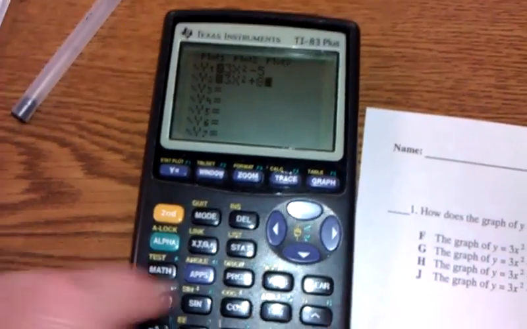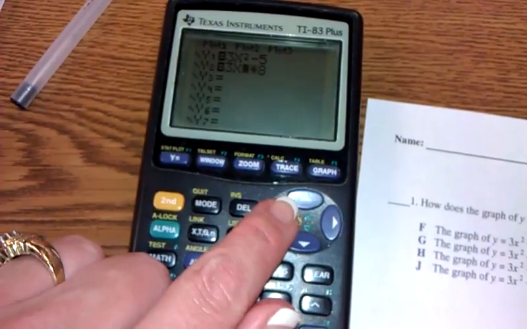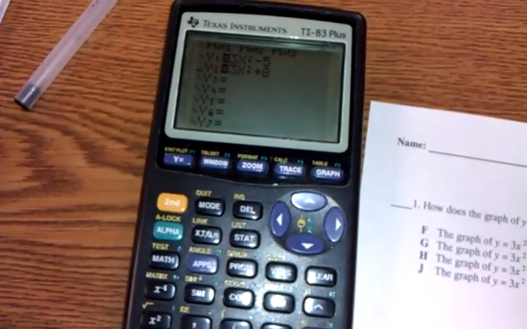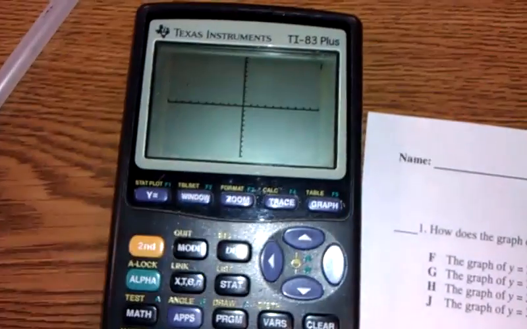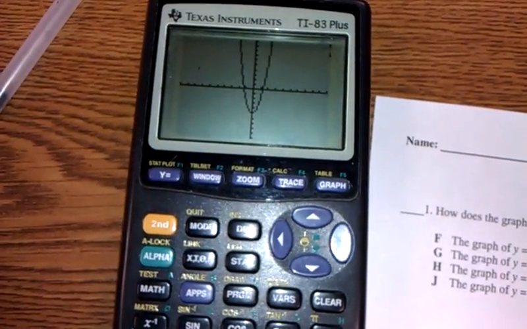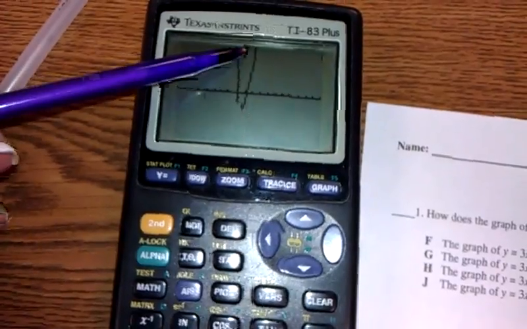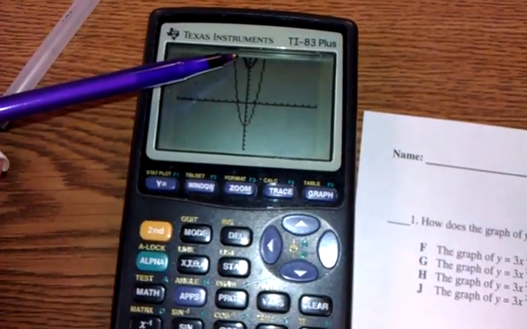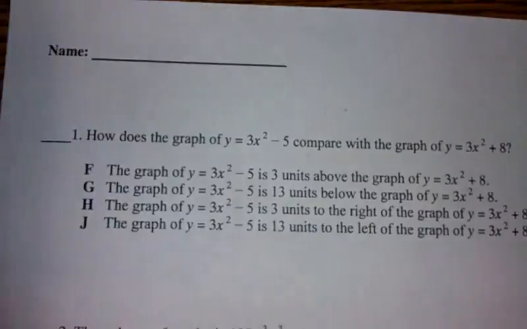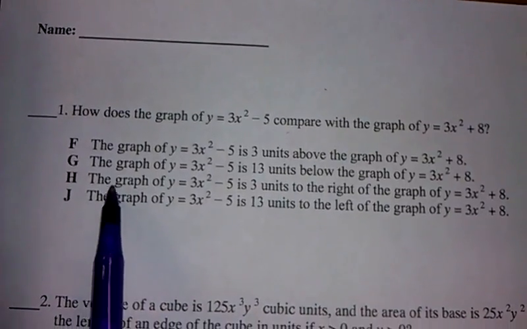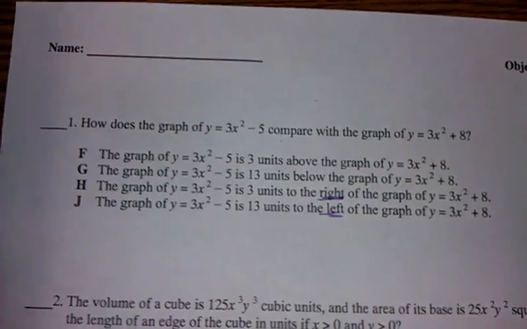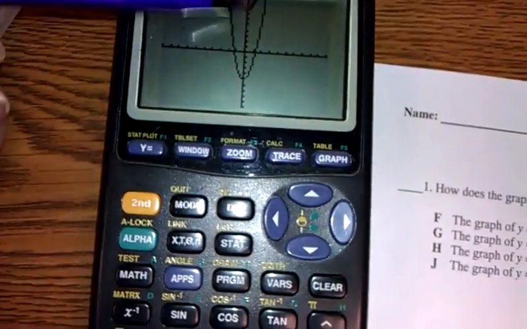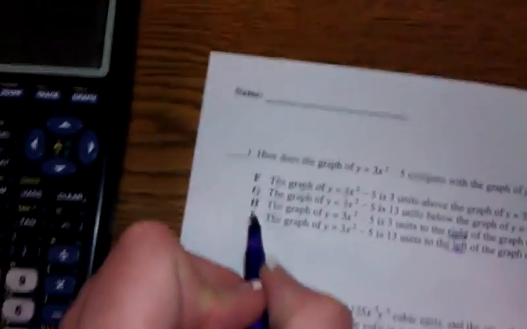Now I want to be able to tell on the graph the difference, so arrow over and press enter one time and get the darker line for the second one. So here it's going to graph the x squared minus 5, and then you have the x squared plus 8 right here. Well, if you look at the answer choices, I'm going to skip down to H and J because it talks about moving to the right and to the left. Well, that's not what's happening. One's above and one's below, so it's not this.